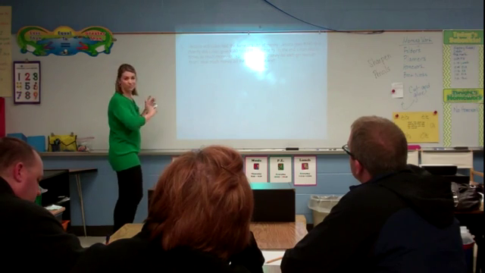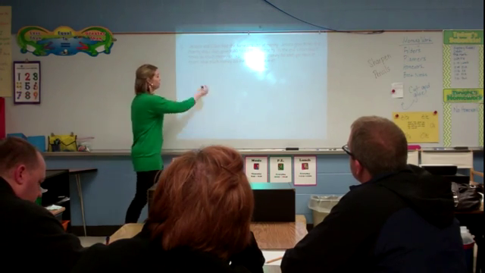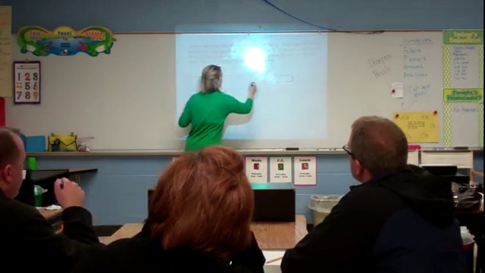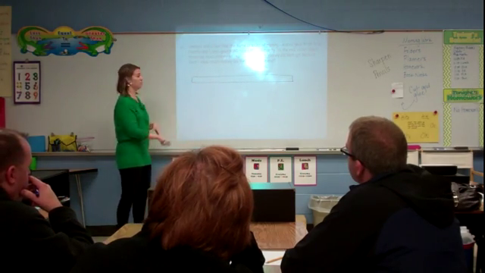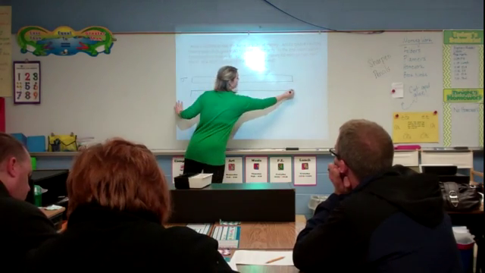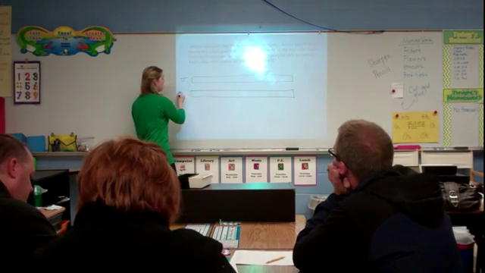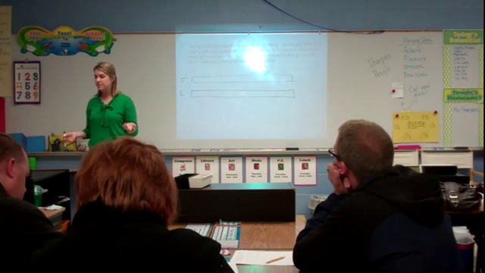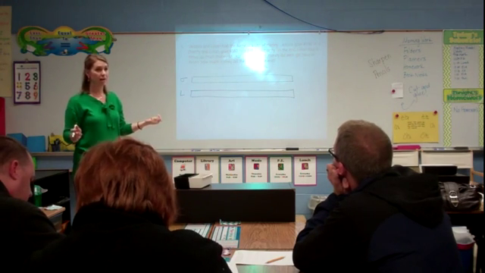Bar modeling starts with a rectangle. So we're going to start and draw a rectangle here. And that rectangle can be for Jessica. And then we're going to draw another rectangle, same size, and that one's for Lillian. And the reason they're the same size is because they started with the same amount of money.